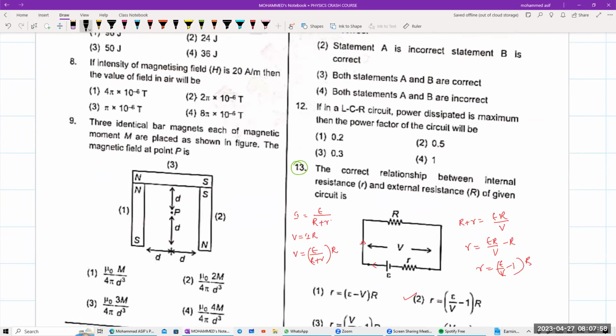Question number 8 is a direct question, you should have known it. In Bar Magnetism there is a formula. The intensity of magnetization is given by 20 ampere per meter, then what is the value of the field? That is, B is equal to mu naught into H, where H is known as the intensity of magnetization. Then the value of the field, that is, B is asked. So what is the value of mu naught? 4 pi into 10 to the power of -7, multiply it with 20. So that will be equal to how much? 4 twos are 8, this will be equal to 8 pi into 10 to the power of -6 Tesla. Direct question, but 4 marks. Very good.